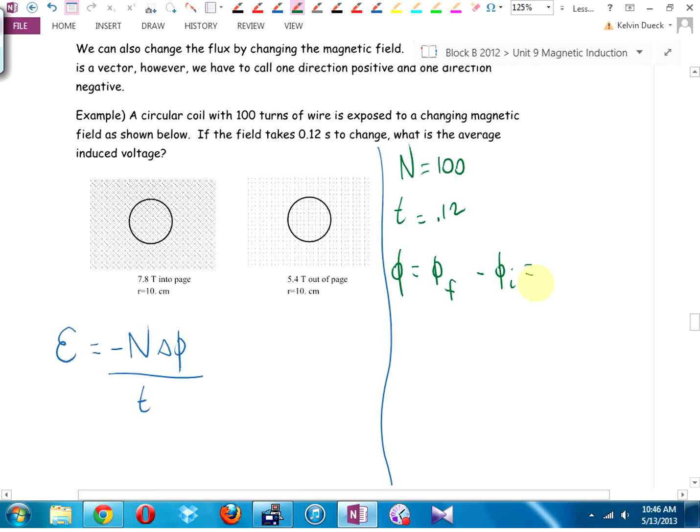What's changing in this question, the area or the magnetic field, folks? So I'm going to write B final A minus B initial A. You can't have both changing. I won't in Physics 12, but sure, you can have both changing. I'll have to double check.